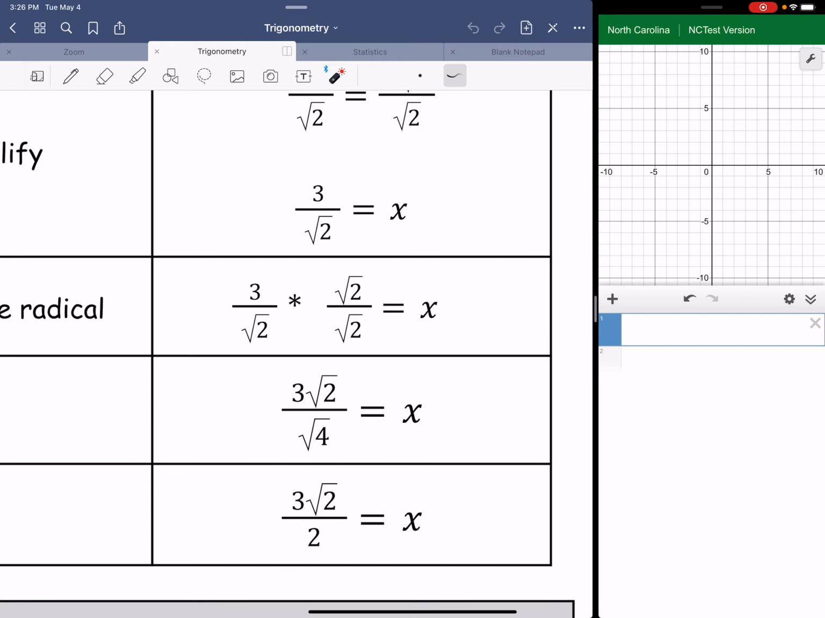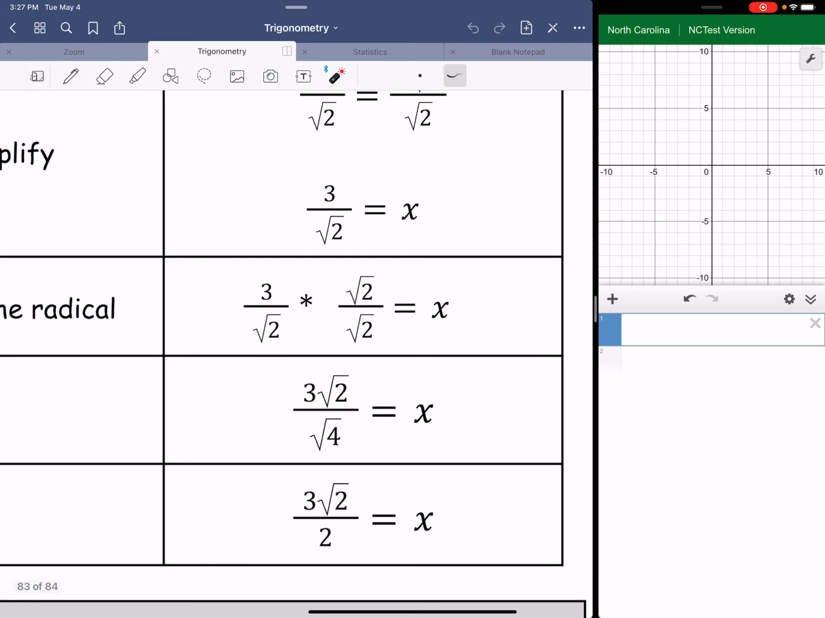That's the reason why we do this, so that in the bottom we get just a regular number with no radical involved. Then it is possible, if these two numbers right there have a common factor, that you would simplify those, but 3 and 2 don't have any common factors. So that's a quick review of simplifying radicals.